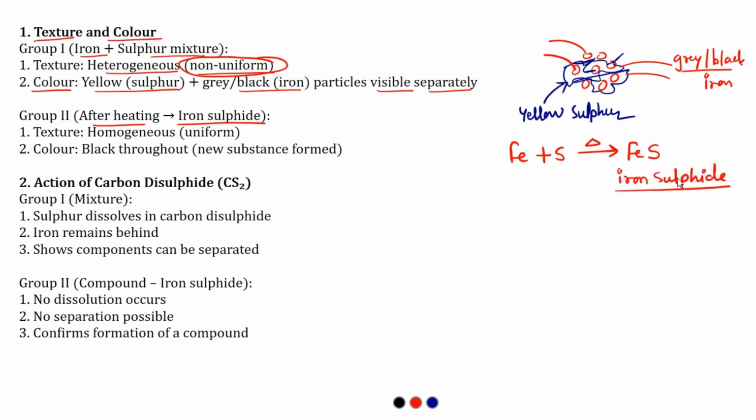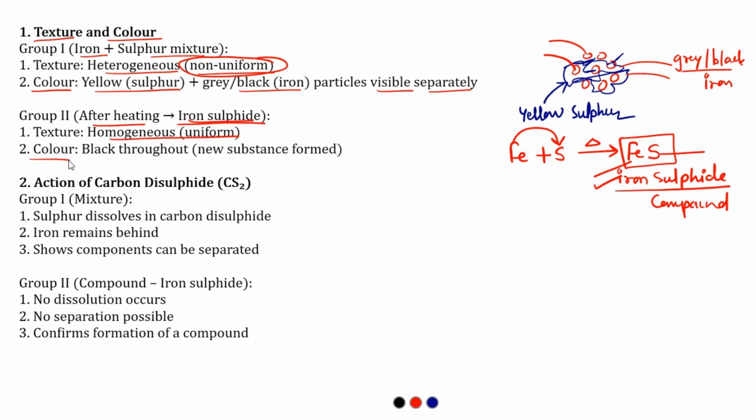So in this iron sulfide, iron is not free. Remember, iron has completely combined chemically with the sulfur and it has formed one compound which is called iron sulfide. Now see here, in group 2, after heating, we have got iron sulfide. So what is the texture? It is homogeneous or uniform. This means the iron has completely reacted, mixed with the sulfur, and whatever iron sulfide we have got is a homogeneous mixture. Iron has completely and uniformly mixed with the sulfur, or sulfur has completely and uniformly mixed with the iron. We cannot separate iron or sulfur from this iron sulfide. That's why it is called a homogeneous or uniform mixture.